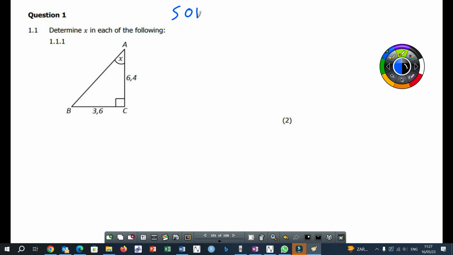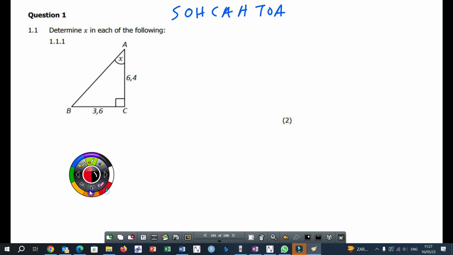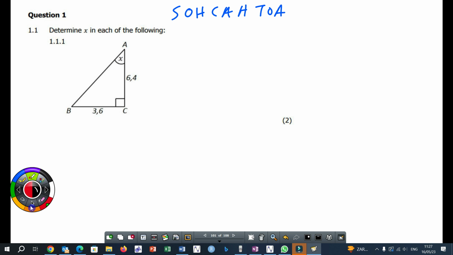Right? So we are going to use SOHCAHTOA to answer this question. First thing, you identify your reference angle. Okay? Your reference angle is that angle there. That's your reference angle.